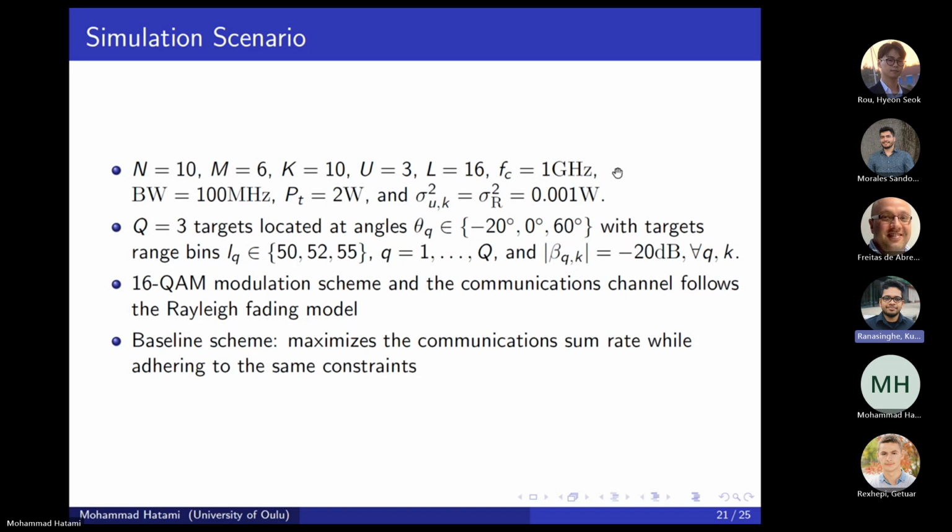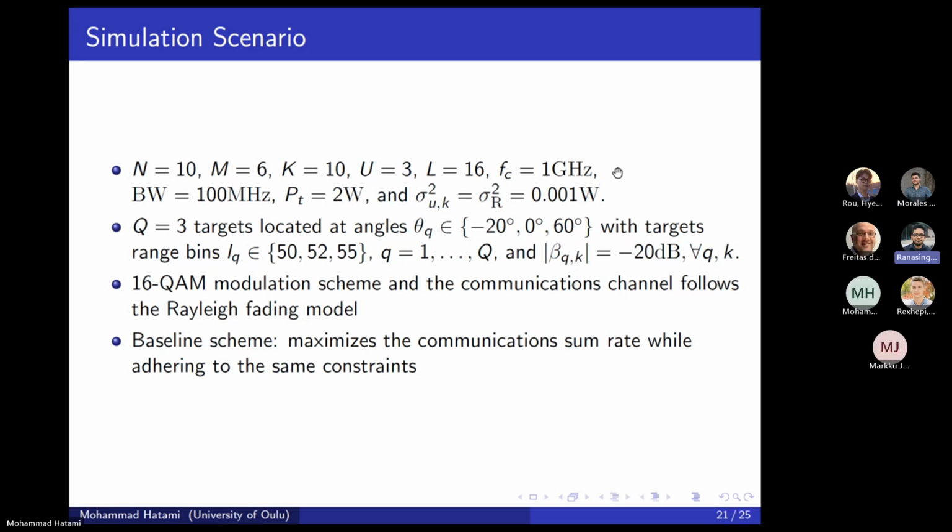Okay, and maybe just one more quick question. You say your communications channel follows the Rayleigh fading model. Are you using a different channel model for the radar part? Because if you're using the same waveform, then the channel should also be the same, right? So what's the justification for saying that you're using the communication channel as Rayleigh, and what are you using for the radar, basically?